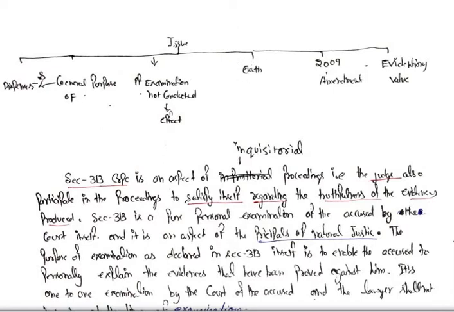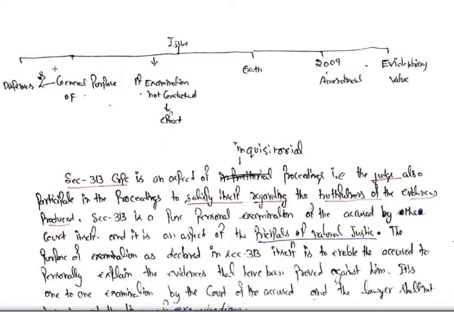Then the next issue is that in summons cases we dispense with the personal appearance. We can dispense with the personal appearance and can also dispense with the personal examination. Then the next issue is the 2009 amendment. And lastly, the evidentiary value. So these are the broad issues in this section.